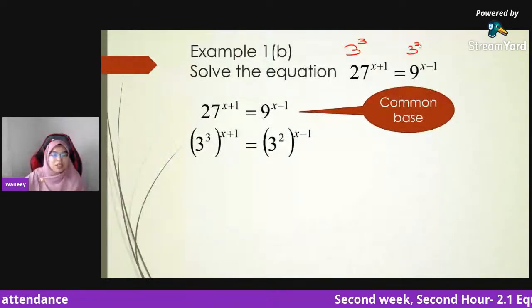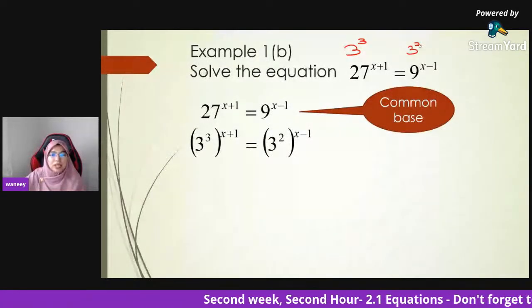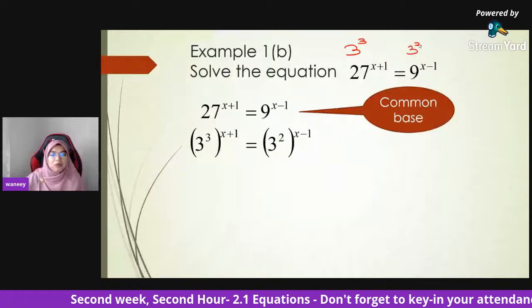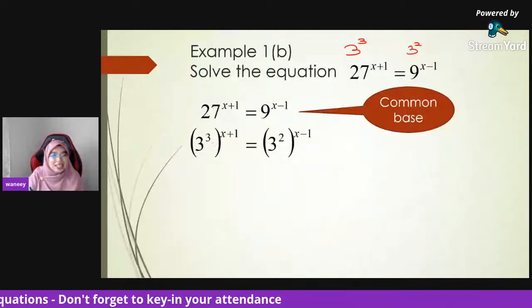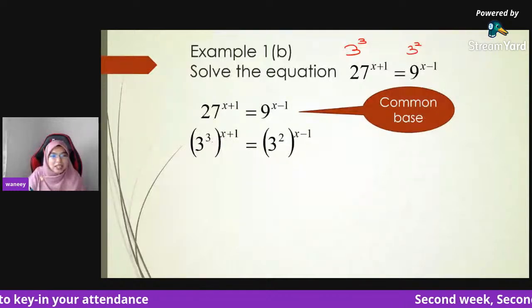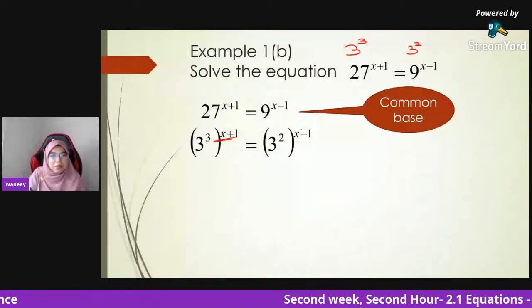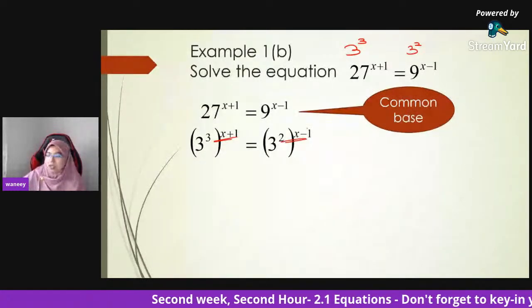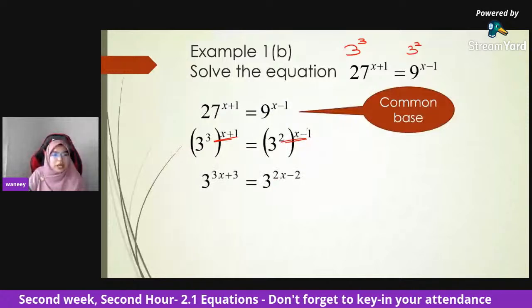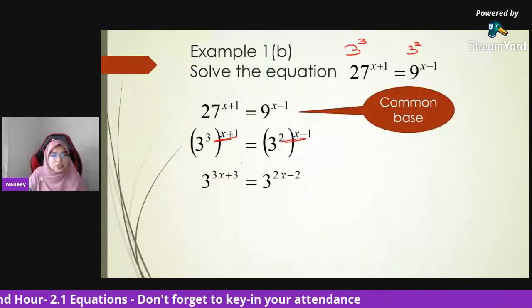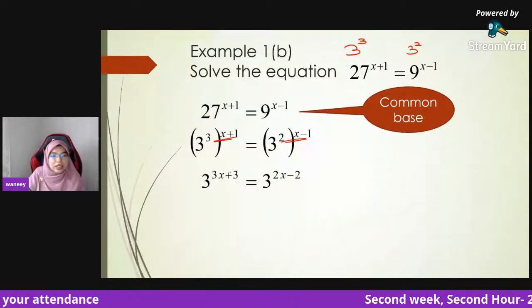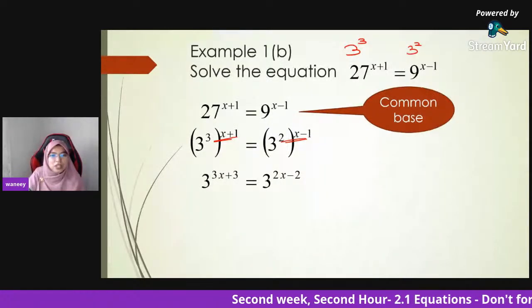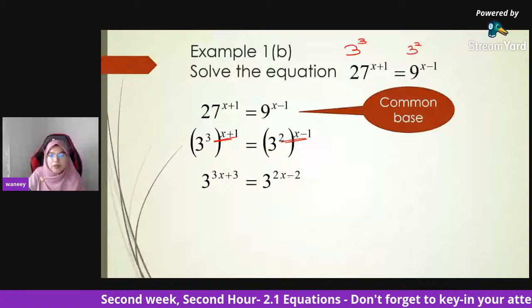Okay, so we get 3 cubed to the power of x plus 1, and then 3 squared to the power of x minus 1. Based on the rule of indices, if we have multiplication like this, we can easily multiply the power. So you have 3x plus 3. Don't forget this one, 3 times 1 as well. That is why this is 3. And then 2 times negative 1, so that is why you have negative 2.